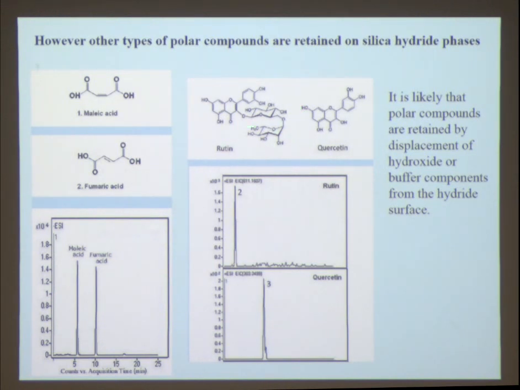Here's a couple of other compounds that are potentially negatively charged. This is probably done by some type of displacement, displacing the hydroxides on the surface with the negatively charged components in these particular compounds. So we have two different mechanisms, both sort of like adsorption mechanisms, definitely not partition because we have a very small amount of water on the surface, less than a half a monolayer.